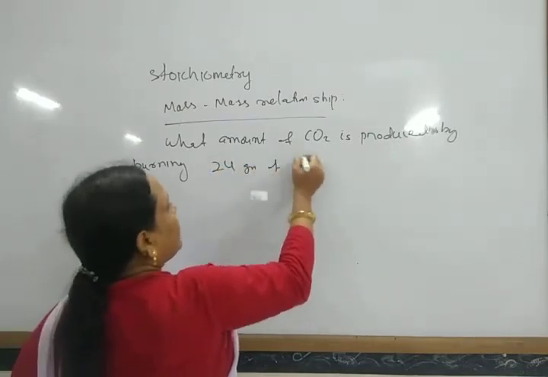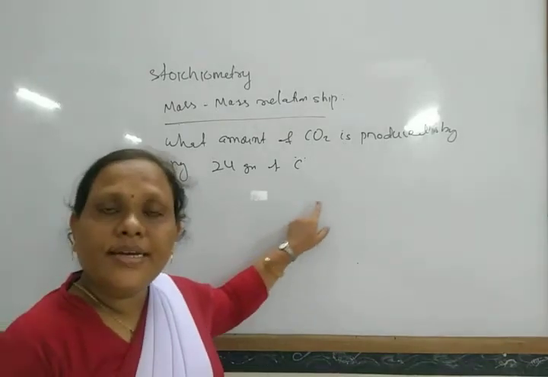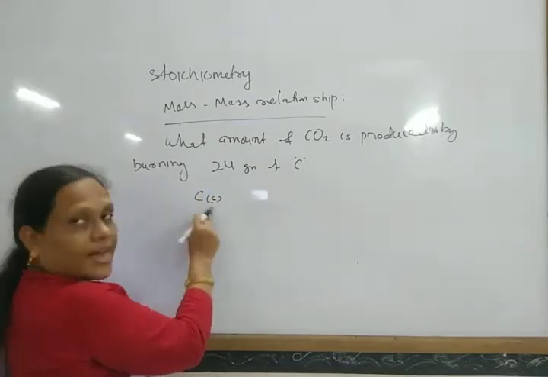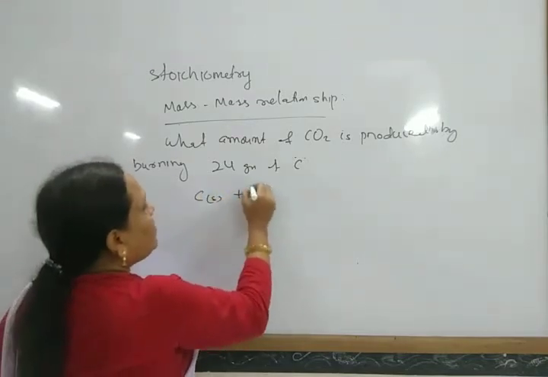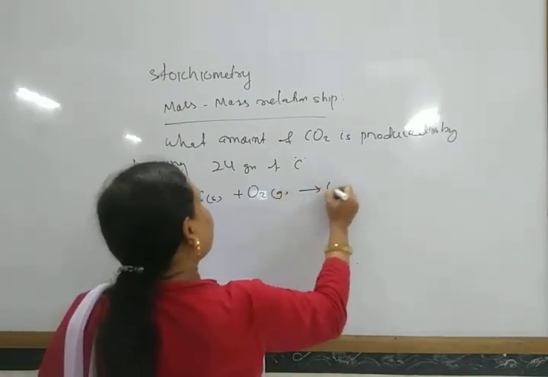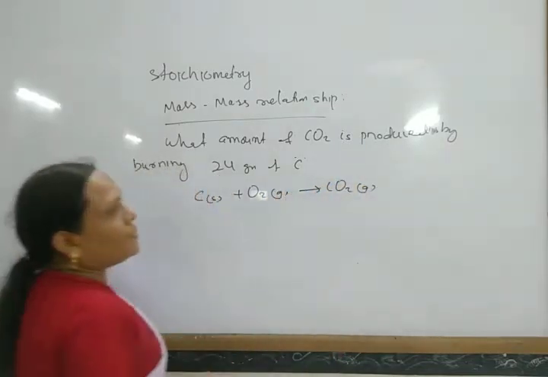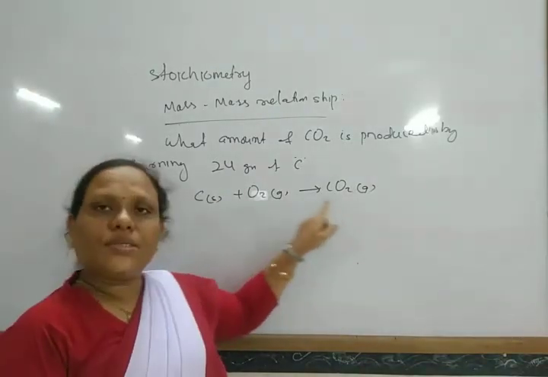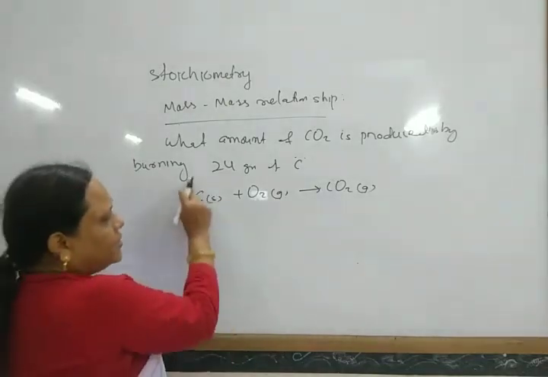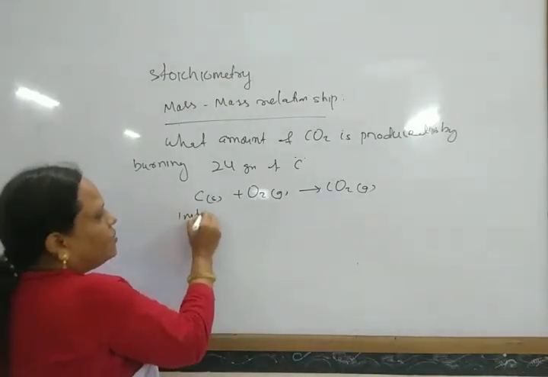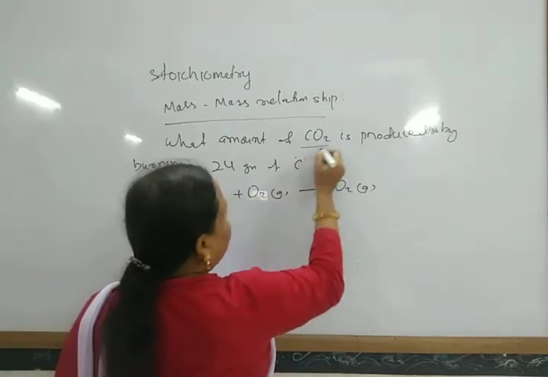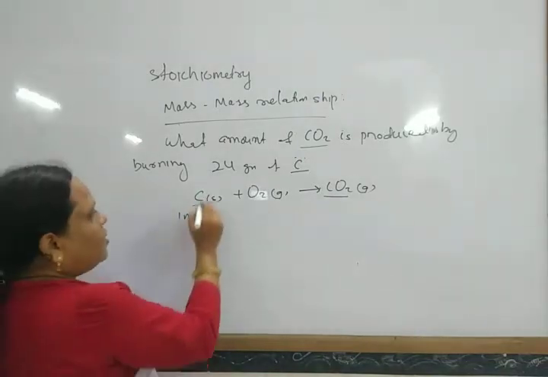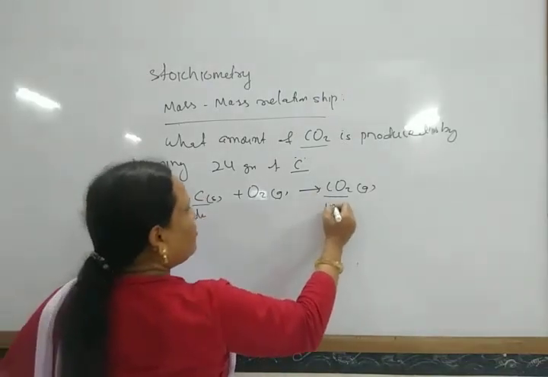24 gram of carbon. So first you have to write the balanced equation for it. C solid, carbon in solid form, so I am writing here. Then O2 gas gives rise to CO2 gas. And here the molar ratio is 1:1:1. So this is 1 mole. We have to first identify the given carbon and carbon dioxide. So the carbon has 1 mole given and 1 mole is also produced.